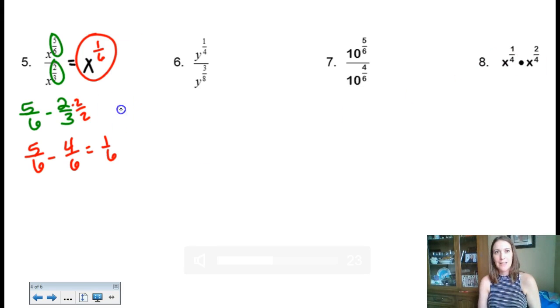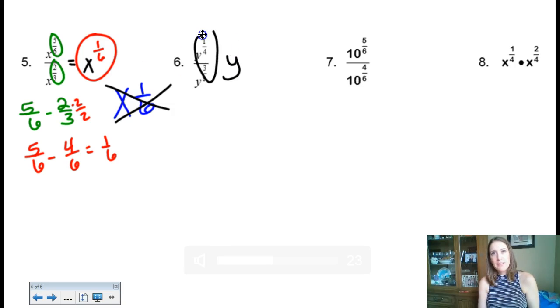Sometimes I get kids writing things like this, and then they want to know why I counted it wrong. And I'm like, because you didn't write x to the 1/6 power. You wrote something totally different. That's not good. All right, same property here. We're going to keep our base of y, but we're going to have to subtract these exponents.